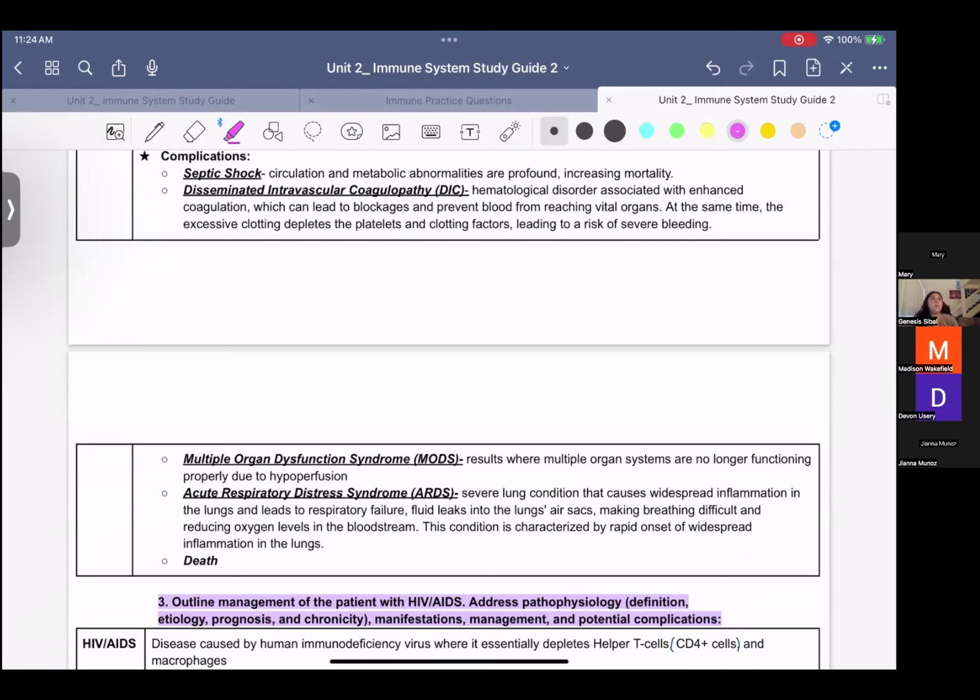If we're talking about those different factors, like the vasodilation, permeability, and the clotting, septic shock is where almost every single thing is happening. So your body's going into shock, it's overworking itself. But with DIC, we're talking specifically about clotting, right? Because it says coagulopathy. This is a hematological disorder associated with enhanced coagulation, which leads to those blockages and prevents blood from reaching those vital organs. So just remember, the clotting factors are so increased that they are literally cutting off your blood circulation.